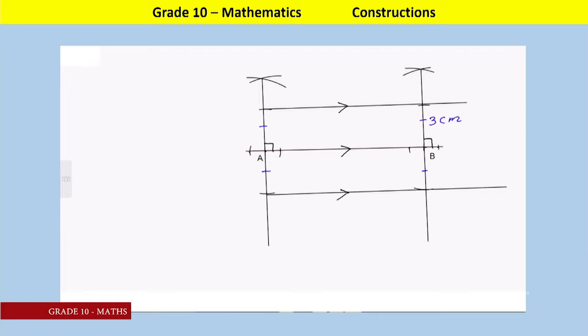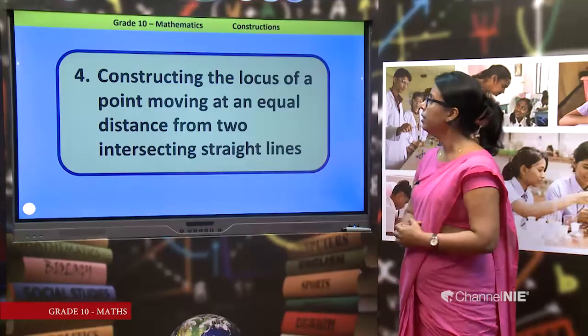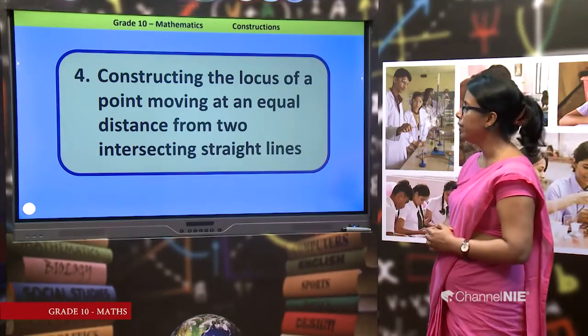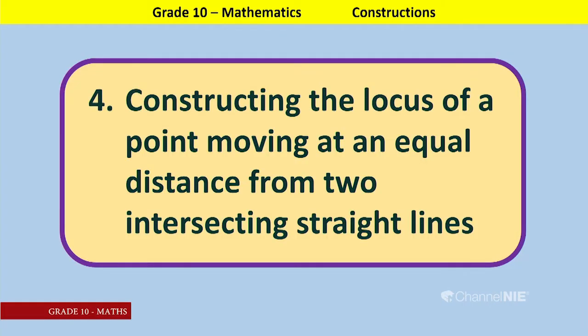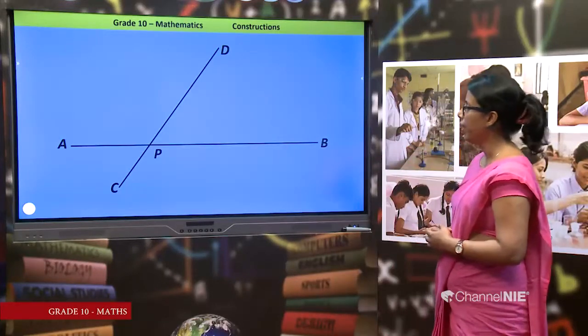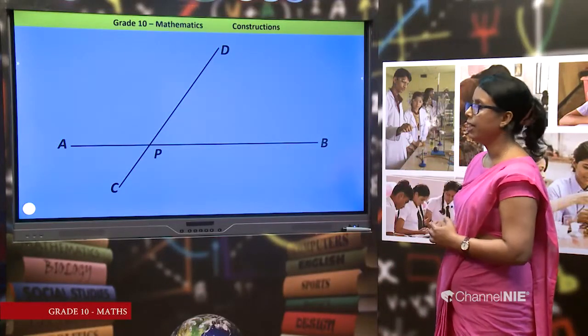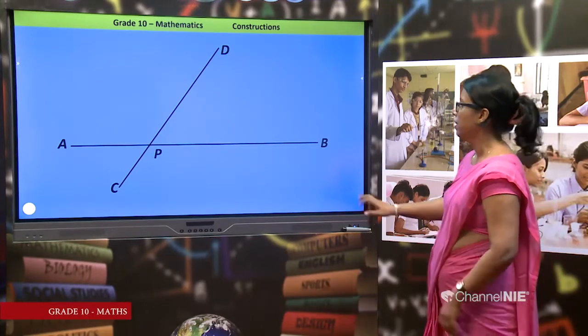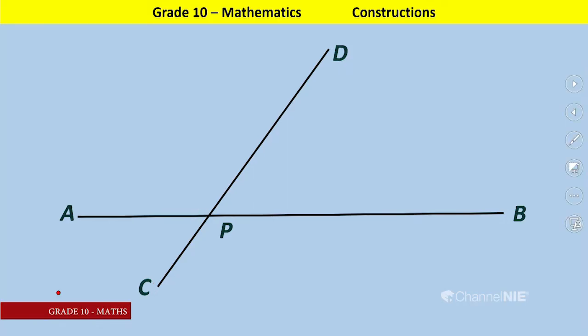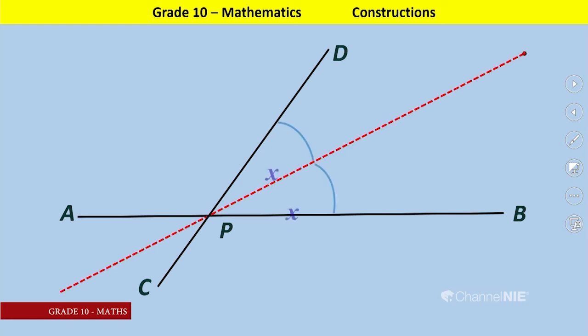Okay, let us go to the fourth one. Constructing the locus of a point moving at an equal distance from 2 intersecting straight lines. Let us see what this is. 2 straight lines AB and CD intersect at P. Let us see. Each and every point moves equidistant to DC and AB. So, what is this, children? That path, that locus is the angle bisector.